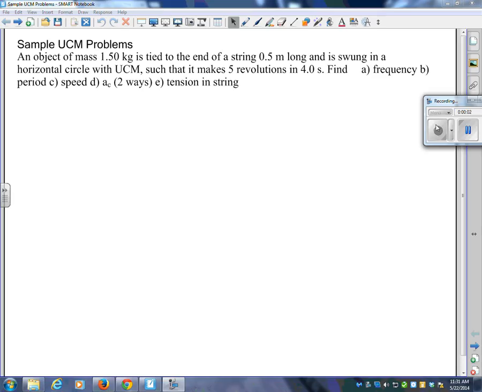So here we have an object of mass 1.5 kilograms. It's tied to the end of a string 0.5 meters long, and it's swung in a horizontal circle. Keyword, horizontal. What does that even mean?